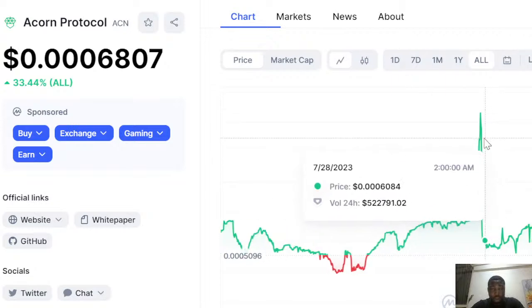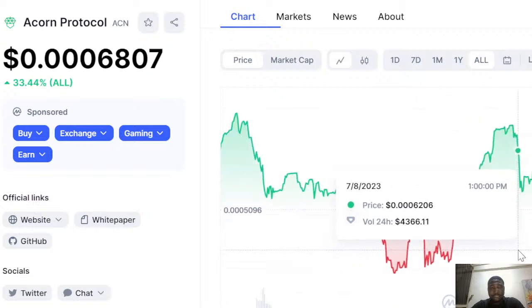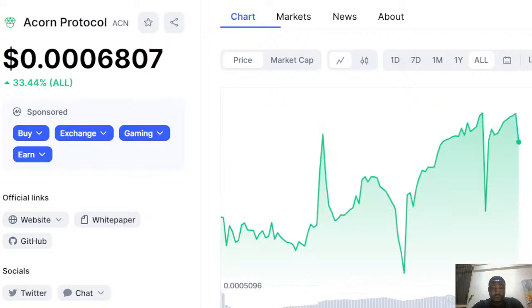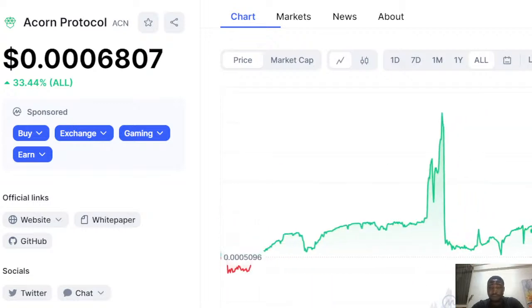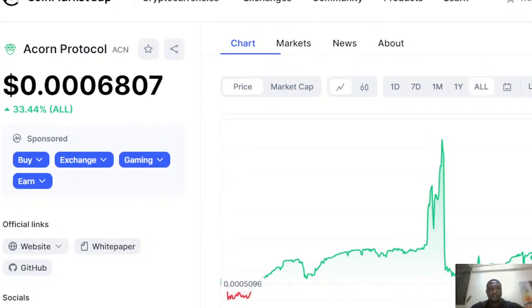Looking at it right now, just like the way I showed you guys, the market is still bullish. The market is still very bullish. Looking at where it started from, it's currently at 0.00006. It has done 33% in the market. Currently, it has done 36% in the market. So all these points, now you can see the market.